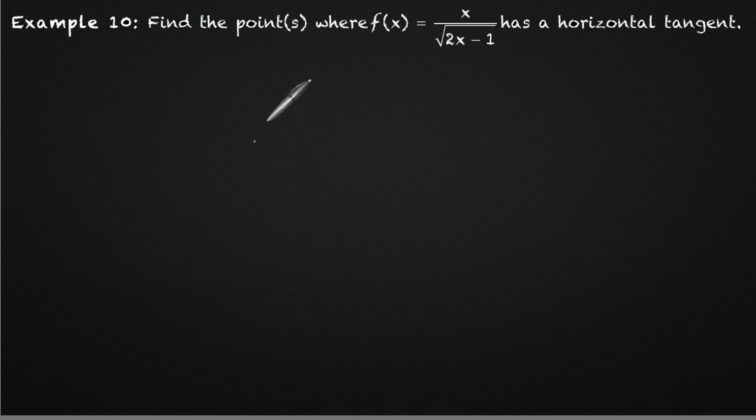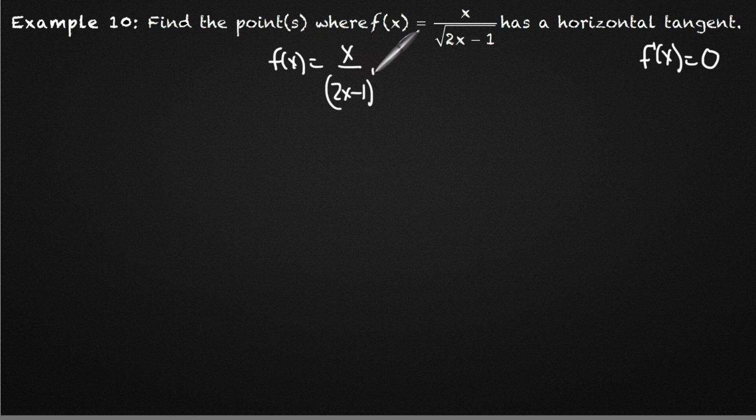All right, here we have this last problem here. Find the points or point where the function has a horizontal tangent. So we know by now that that means that we need to set the derivative equal to 0. So let's go ahead and do that. So we're going to use the quotient rule. Let's go ahead and rewrite this as f of x equals x over 2x minus 1 to the 1/2.